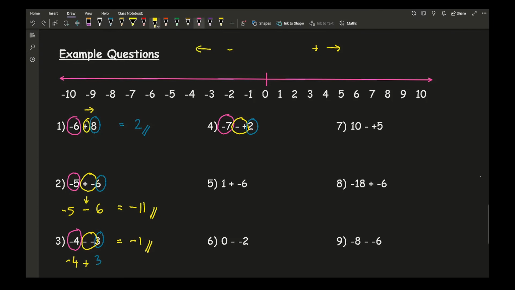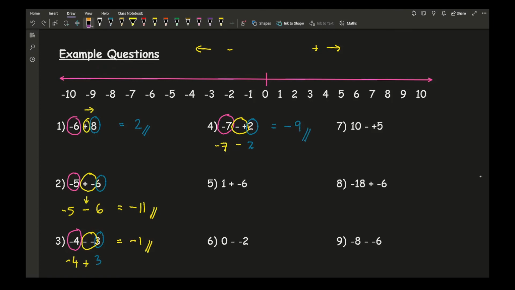So here I'm starting at -7. Now here I've got 2 symbols in the middle and they're different, so it's going to be a minus. So again, when the signs are different, it's a minus. When they're the same, it's a plus. And I'm moving it to the left 2 places. So that's going to be 1, 2. So my final answer for this particular question is going to be -9.